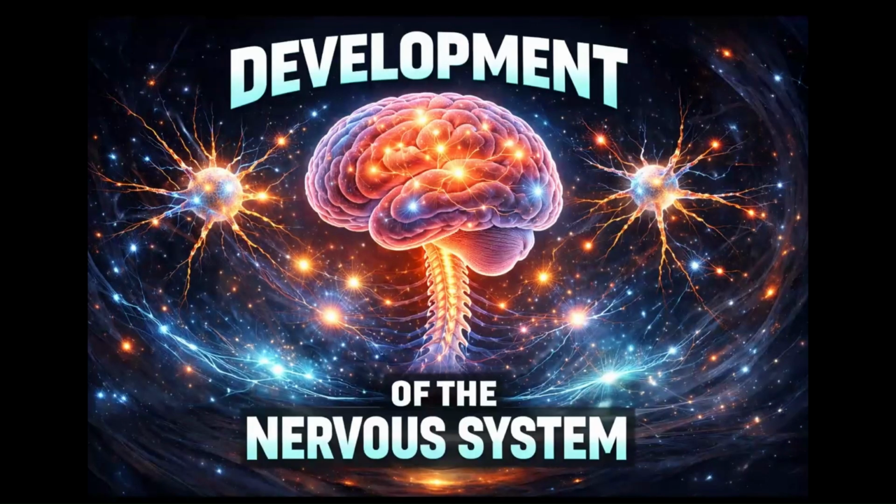As you listen, keep one big idea in mind. Early development establishes structure. Later development refines function. We'll come back to that idea repeatedly, especially when we talk about why some neurological problems don't show up right away. So, to understand nervous system development, we need the broader context of prenatal development, which happens in three stages.